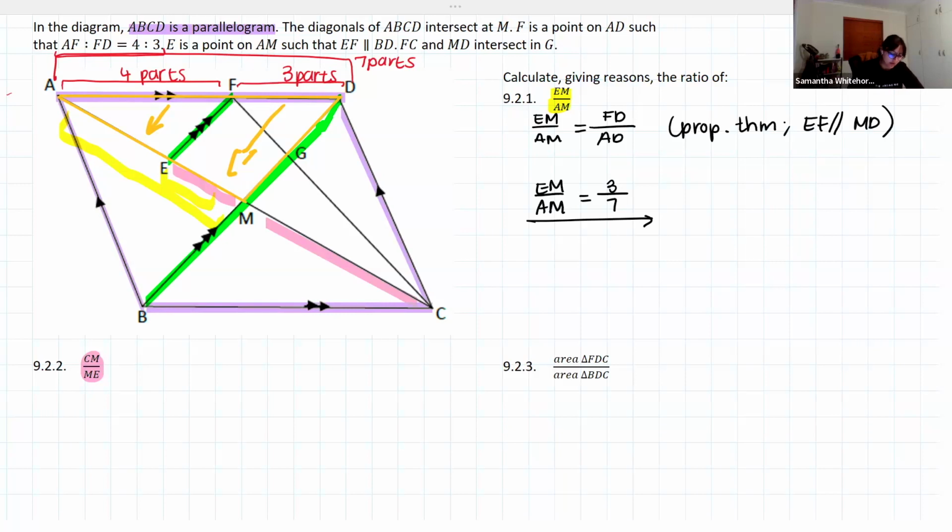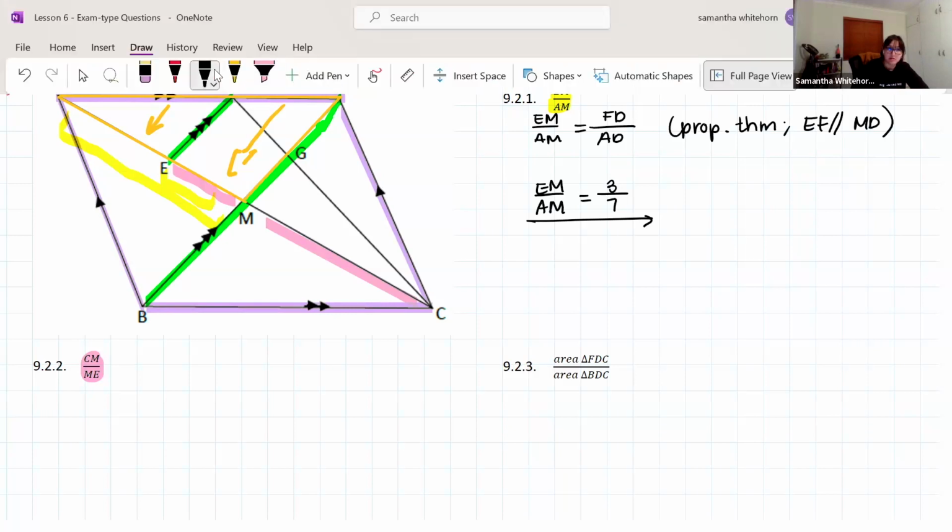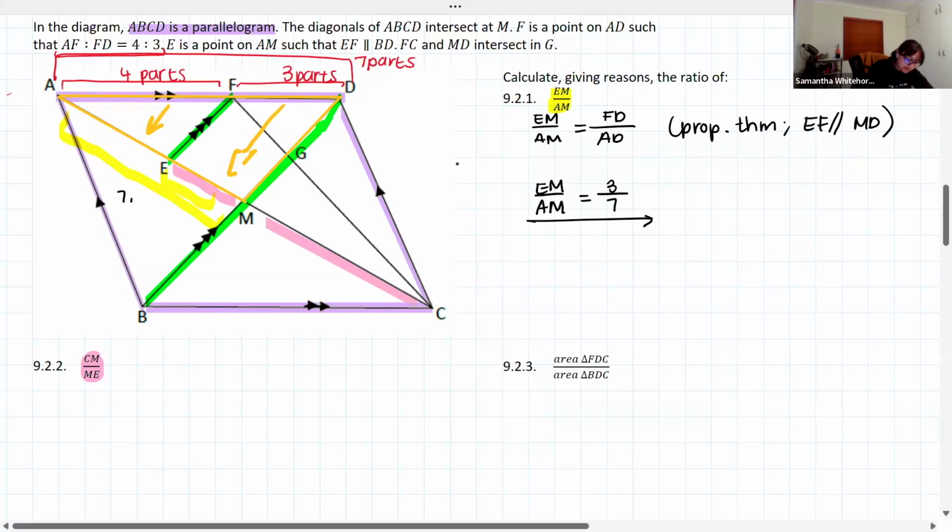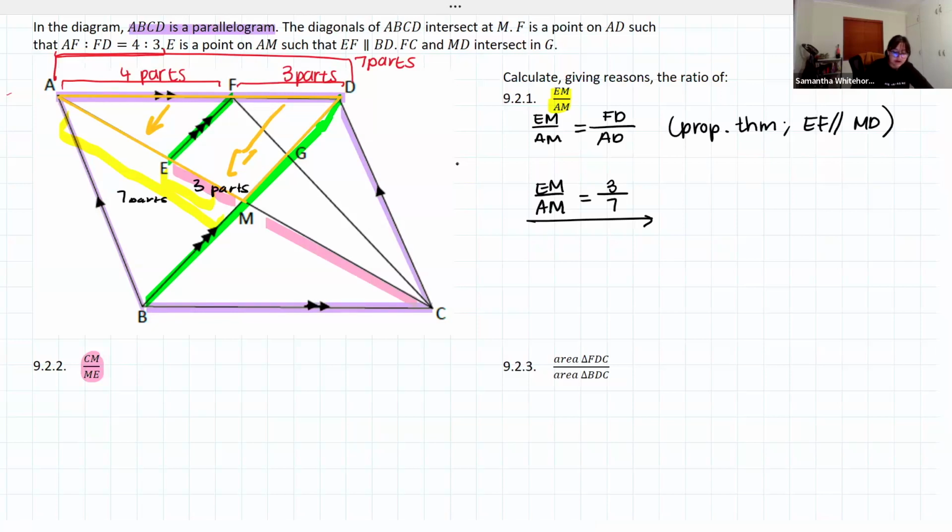Let's have a look. All right, so remember, you have some information that is going to be useful here. You have already proven that AM is 7 parts, okay? And that EM is 3 parts. That's bits of information you already have. Now remember, diagonals in a parallelogram bisect each other. So if AM is 7 parts, CM is also 7 parts. So when we set up this ratio, we can now use that bit of information.